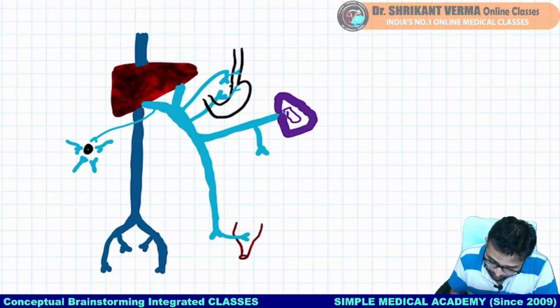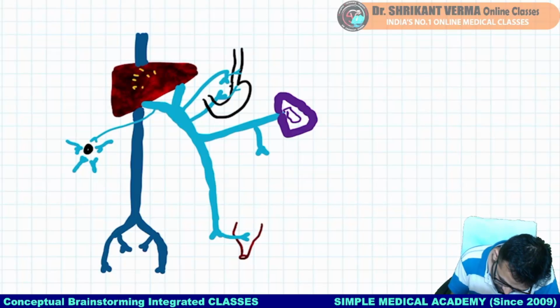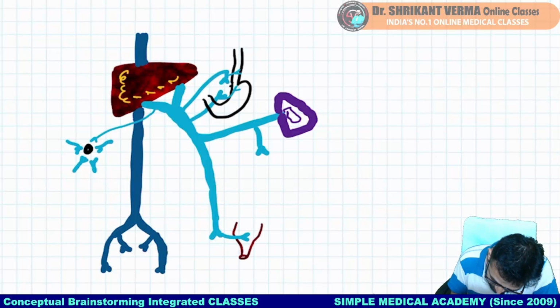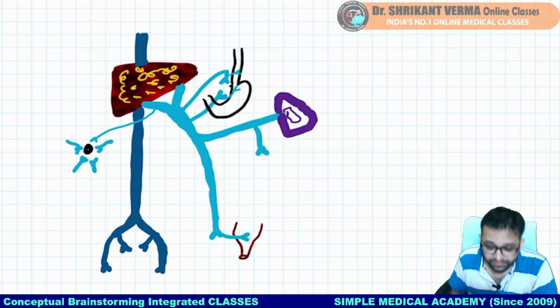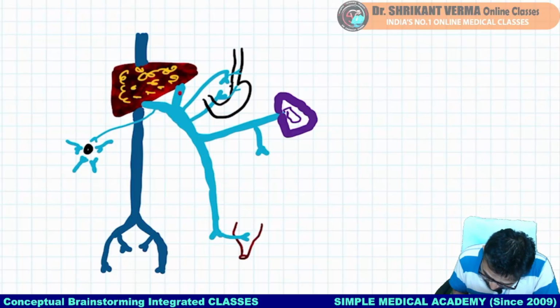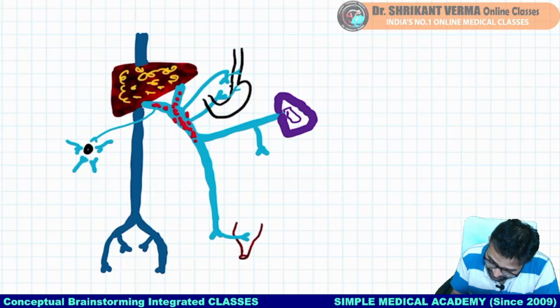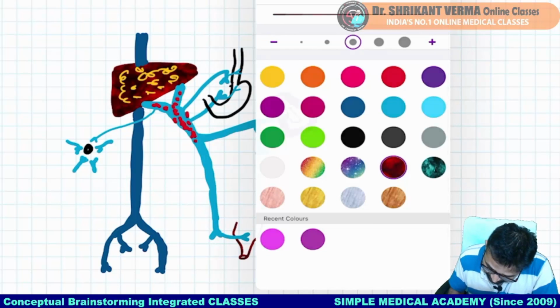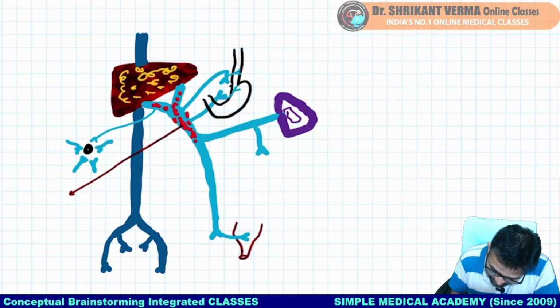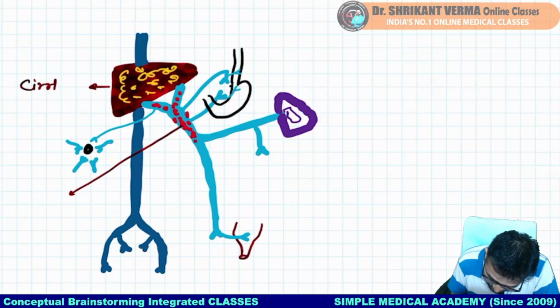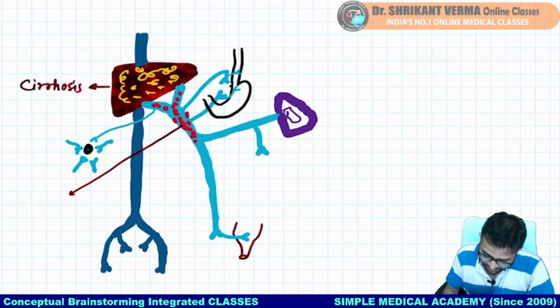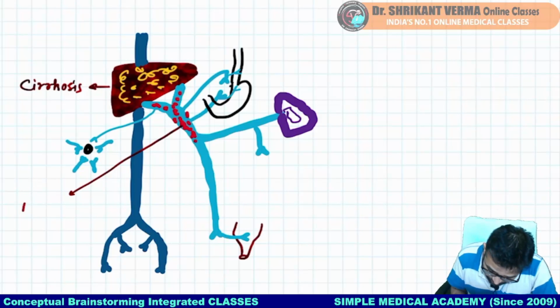So suppose there is cirrhosis. The most common cause is cirrhosis. There is nodule formation in cirrhosis, so blood is accumulating in the portal vein, increasing the pressure within the portal vein. Suppose we are talking about cirrhosis. So in case of cirrhosis, there is portal hypertension. Agree, everyone?